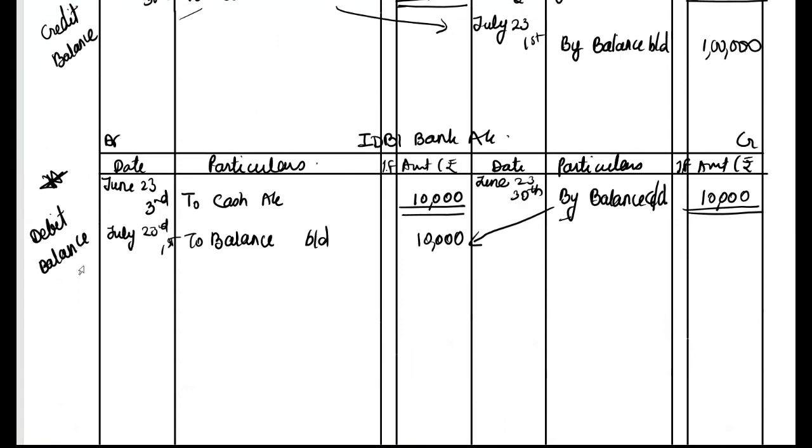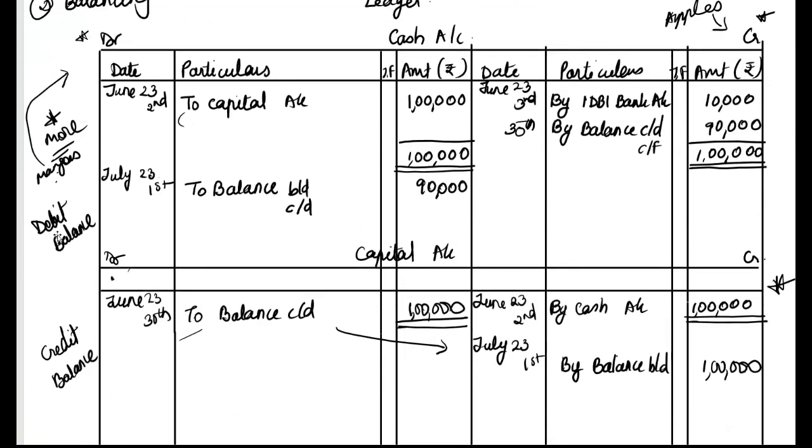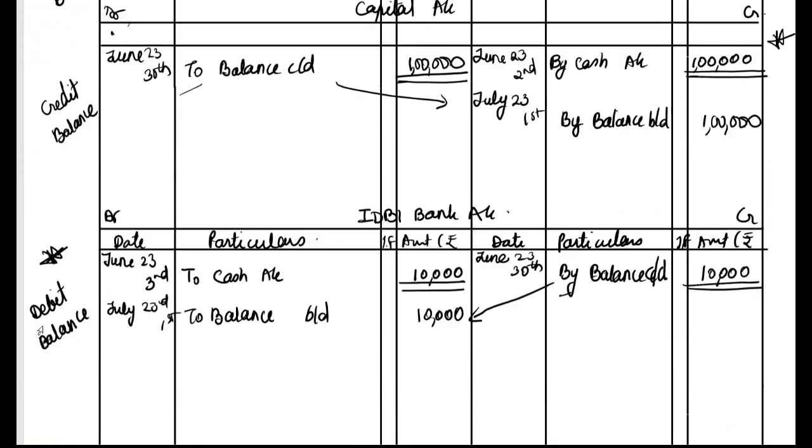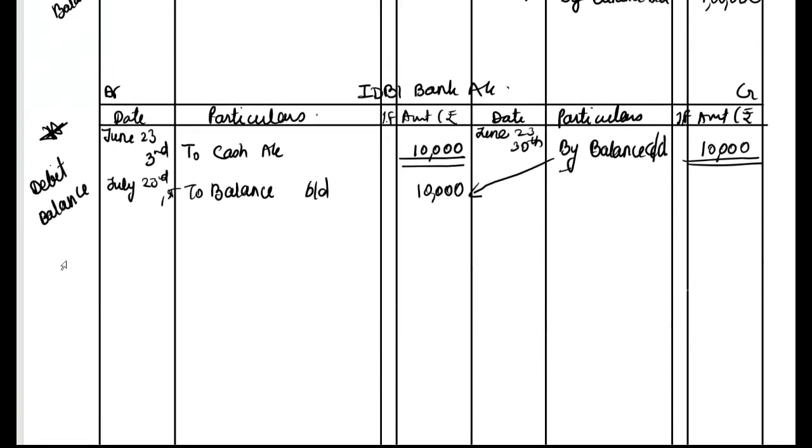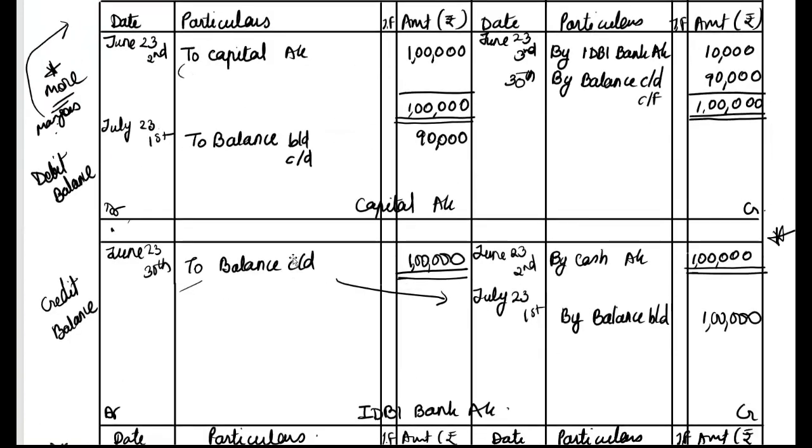Fine. So in this way, you will find that whichever side is more of that ledger account, the ledger will have that specific balance. So the cash account in this case has a debit balance. The capital account in this case has a credit balance. And the IDBI bank account has a debit balance. Okay. So this is illustration 1.